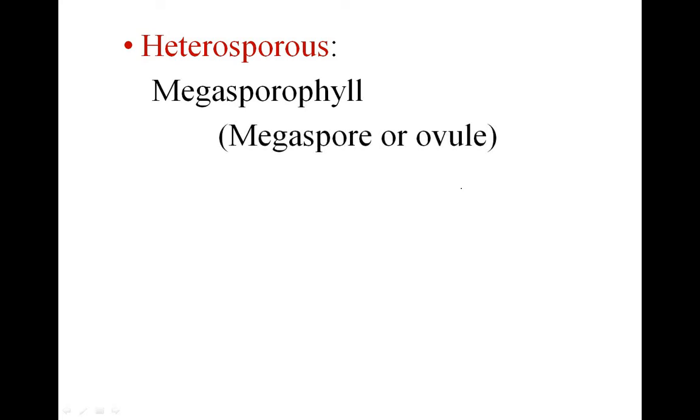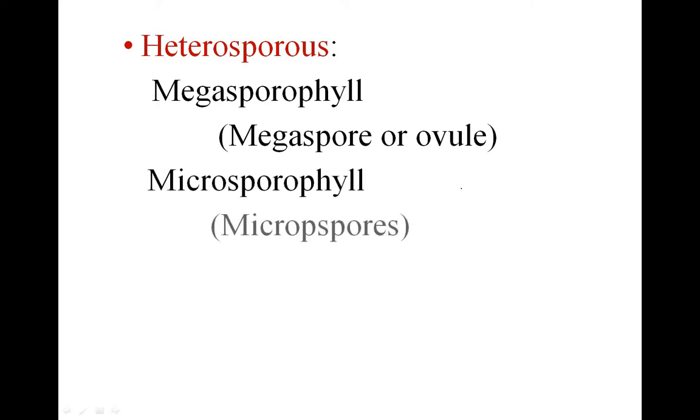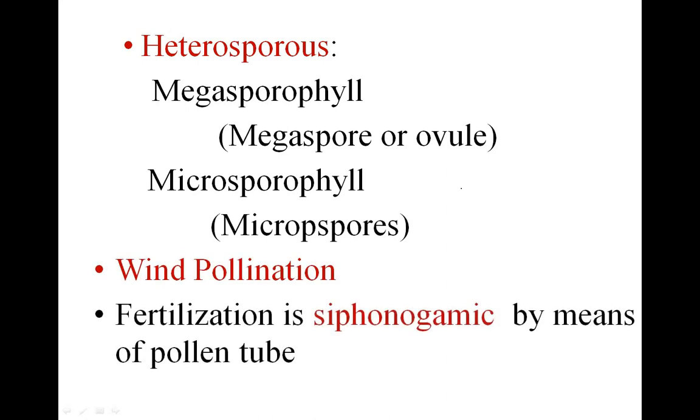They are heterosporous in nature. The reproductive structures we are going to study in detail with respect to Pinus and Gnetum. Heterosporous, hetero means different, so two types of spores are observed in Gymnosperms. First is the megasporophyll, which bears megaspore or ovule, and another is the microsporophyll, which is with microspores. And pollination is most of the time by wind, whereas fertilization is siphonogamic, that is by means of a pollen tube.